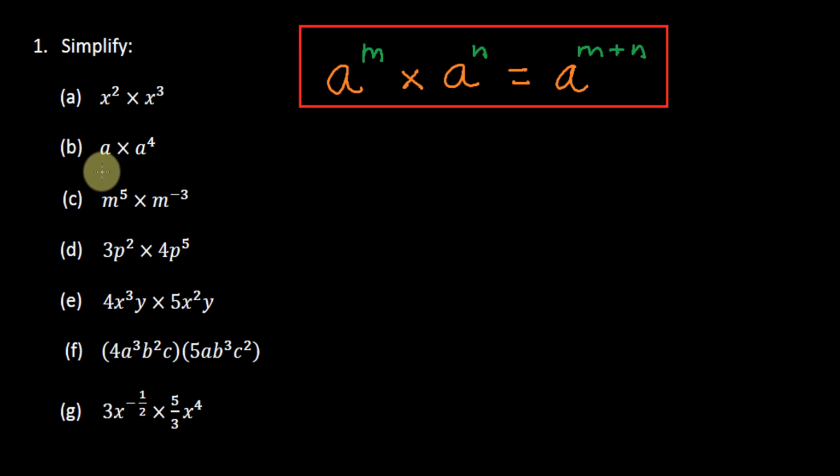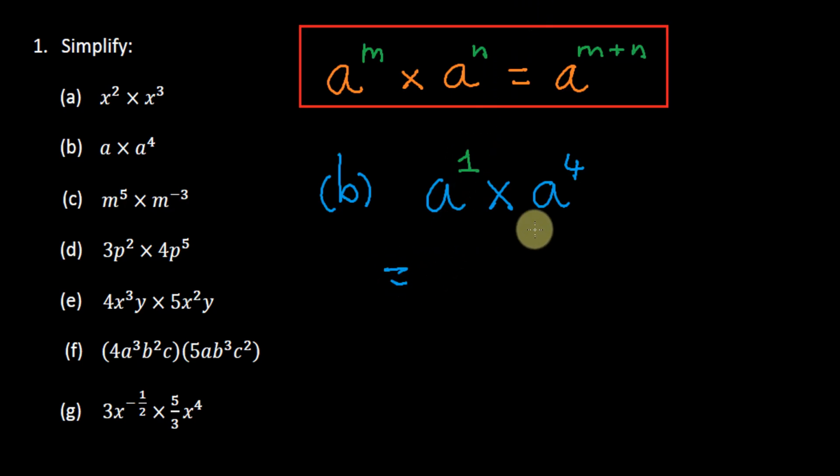Then in b we have a times a to the 4. What's important to note here is that the first a over here has a power of 1 that we don't write. So once again, we are multiplying two exponents and the bases are the same, so we can add the powers. So it's going to be a to the power 1 plus 4, in other words a to the power 5.